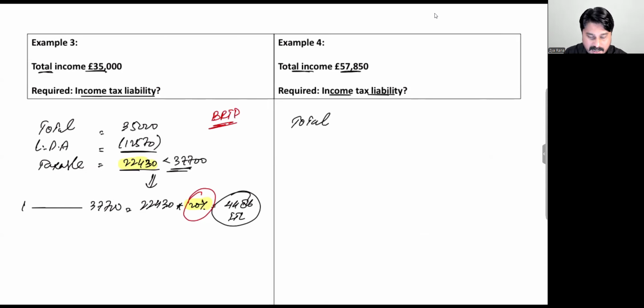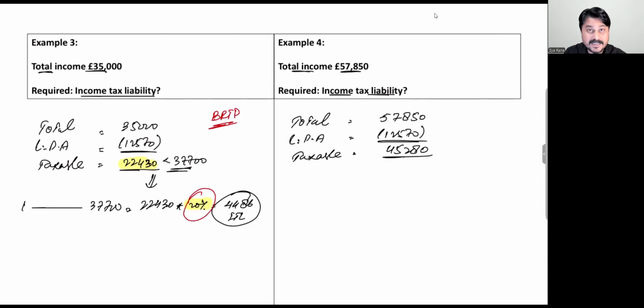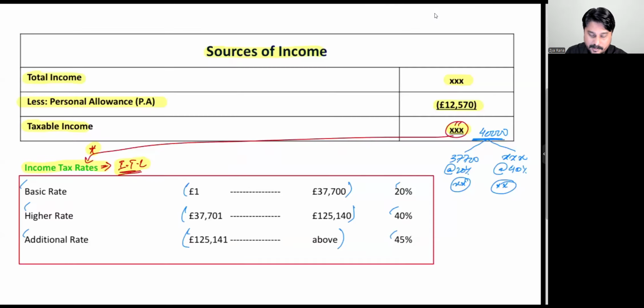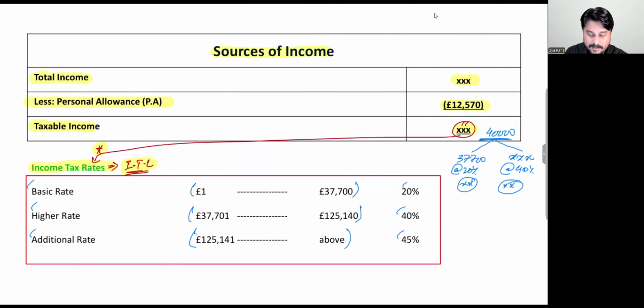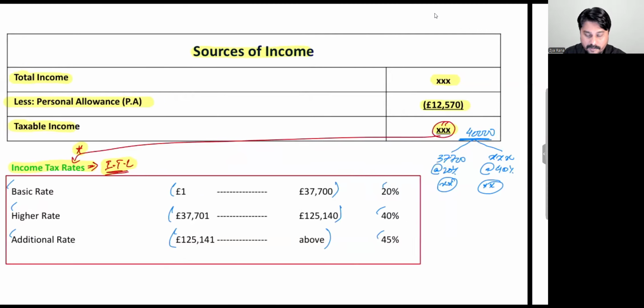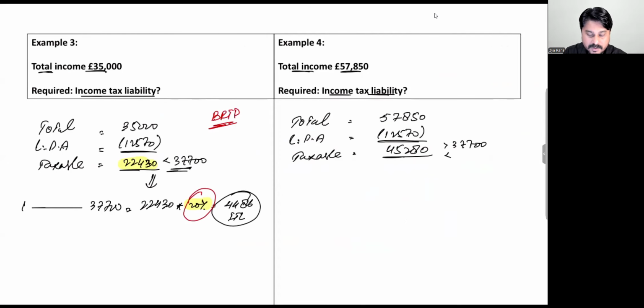In the next example, total income is given as 57,850 and the requirement is to calculate the income tax liability. Steps are the same. From the total income 57,850, if you deduct the personal allowance of 12,570, then the differential would be the taxable income, and taxable income is 45,280. Now you can see that this is more than the basic rate band of 37,700, and the taxable income is less than the second band limit of 125,140. Let me also write: this taxable income of 45,280 is more than the basic rate band limit of 37,700, but it is less than the second band limit of 125,140.